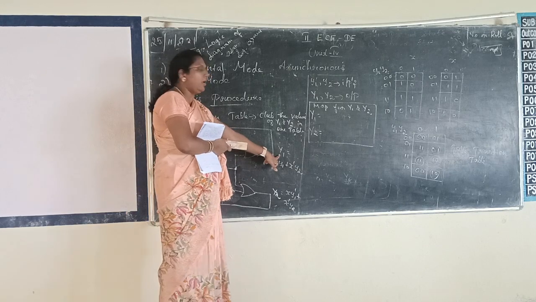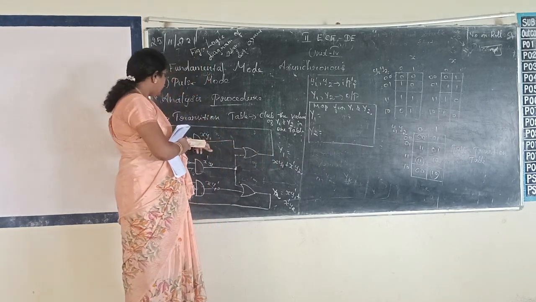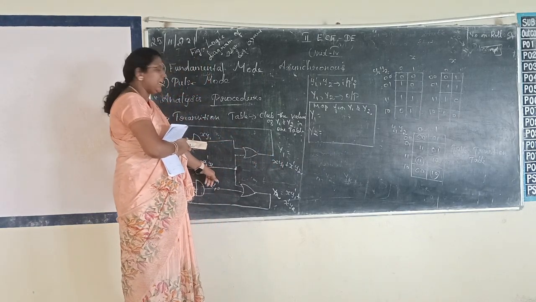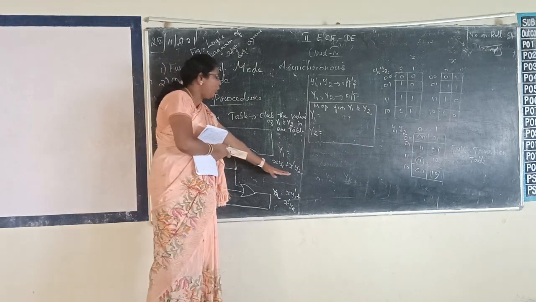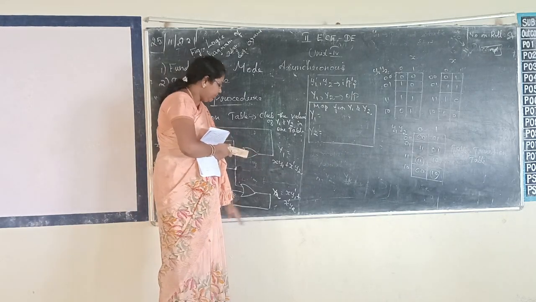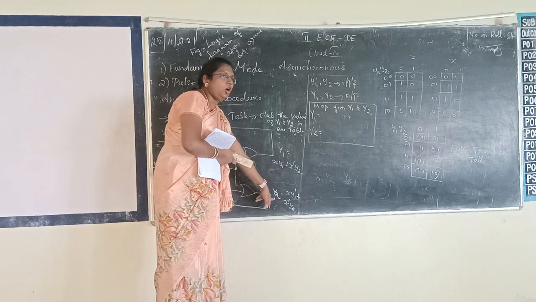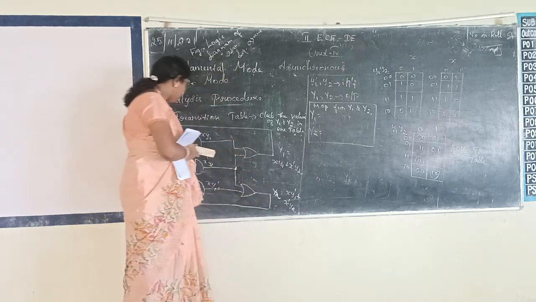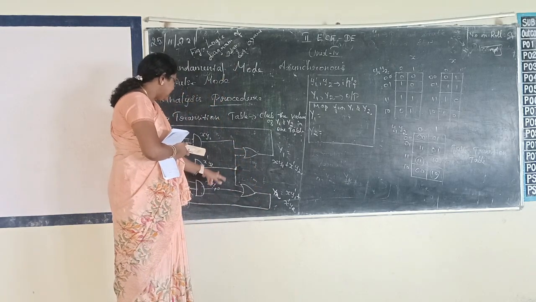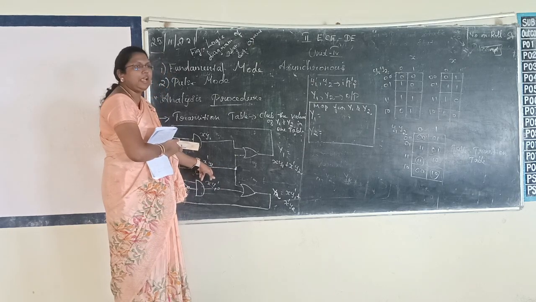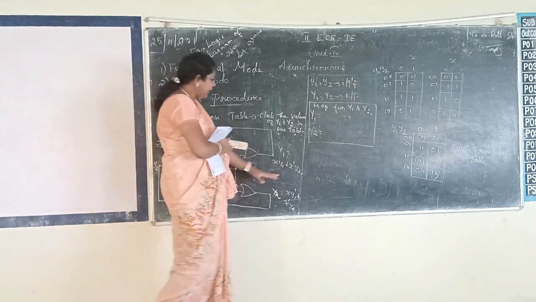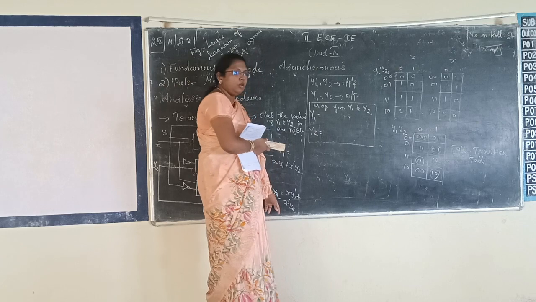So what is the output Y1? x into y1 plus x dash into y2. So that is the output equation for Y1. Then what is the output equation for Y2? x into y1 dash plus x dash into y2, right? So we have got the output equations for Y1 and Y2.